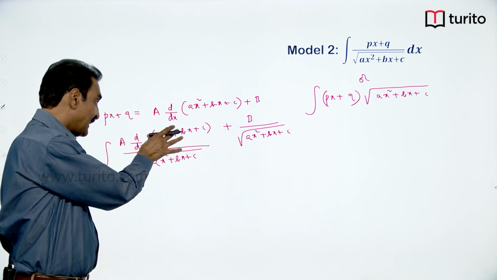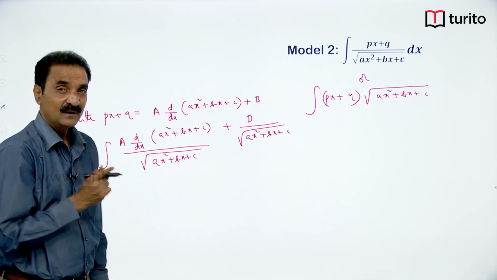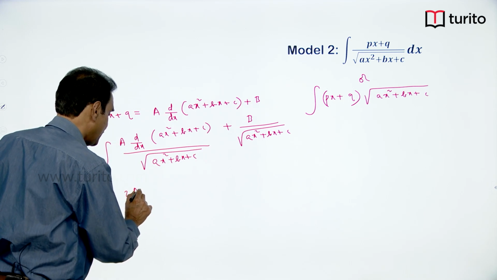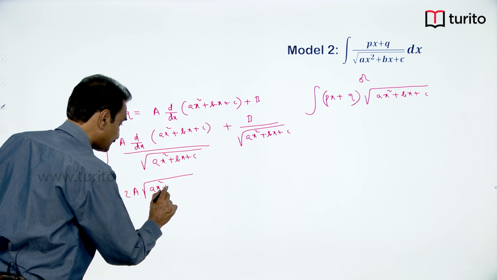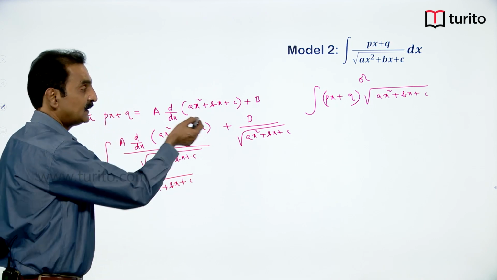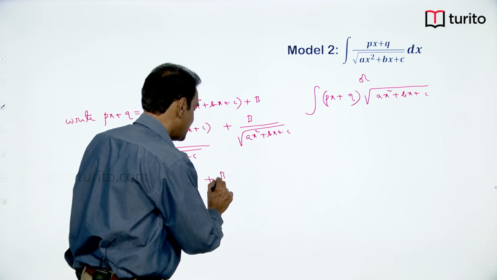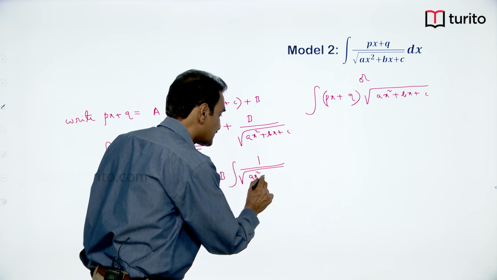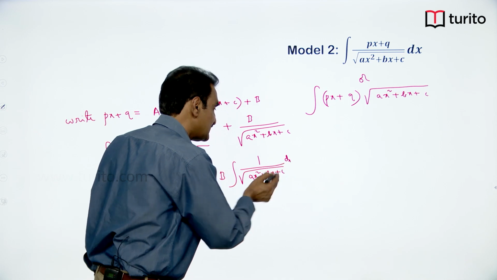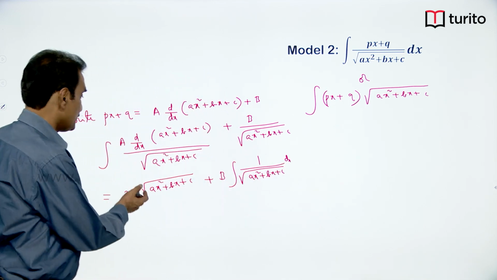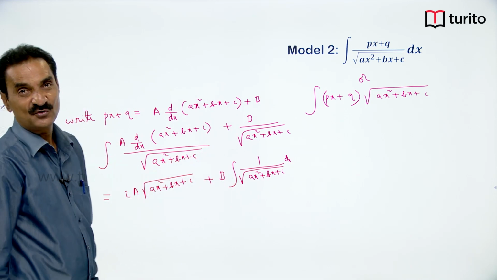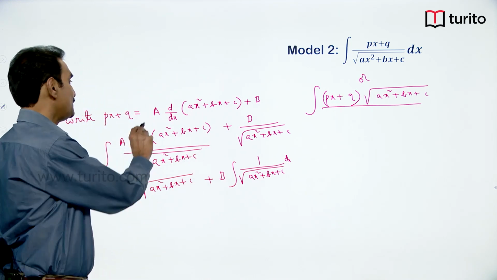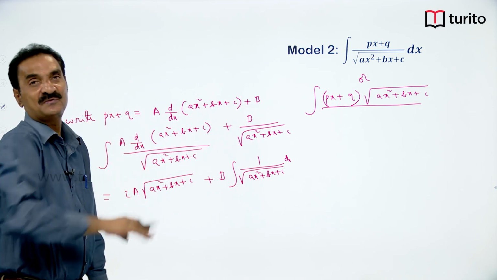Now, this is f dash x by root f x, separating a. What is the integral of f dash x by root f x? 2 root f x. So, a into 2 root denominator, it will be 2a root ax square plus bx plus c plus taking b outside, b integral 1 by square root of ax square plus bx plus c. This is the previous model we have already discussed. So, after finding this, you will get the complete integral of px plus q by root over ax square plus bx plus c, and method is same for this also. We have to write px plus q like this and then separate root over ax square plus bx plus c.